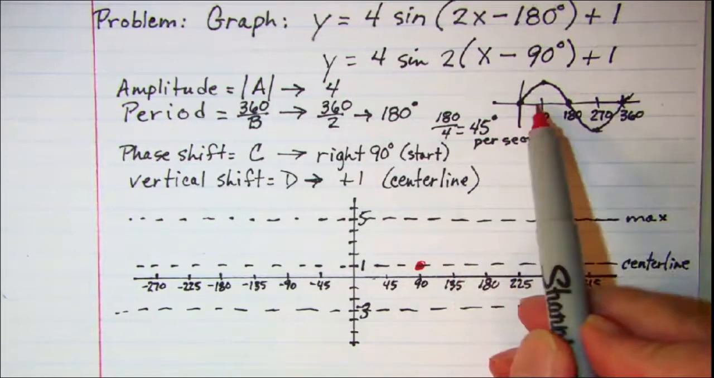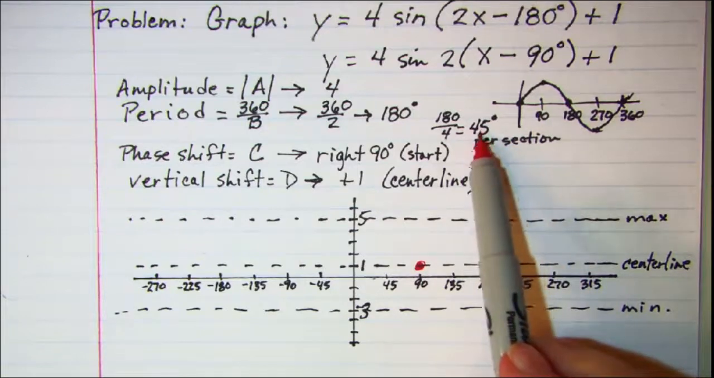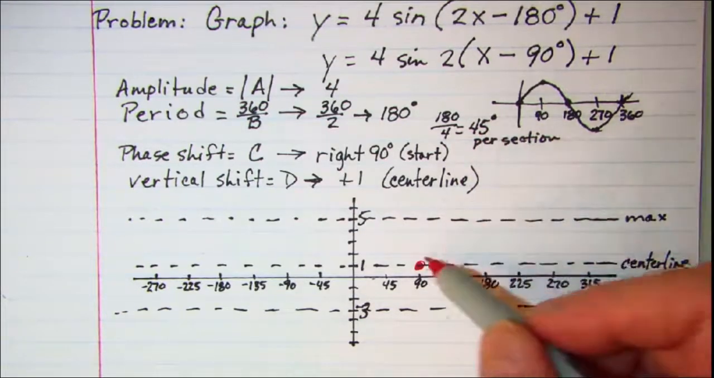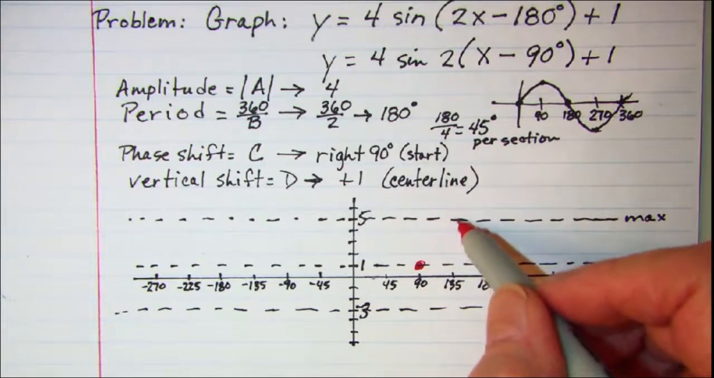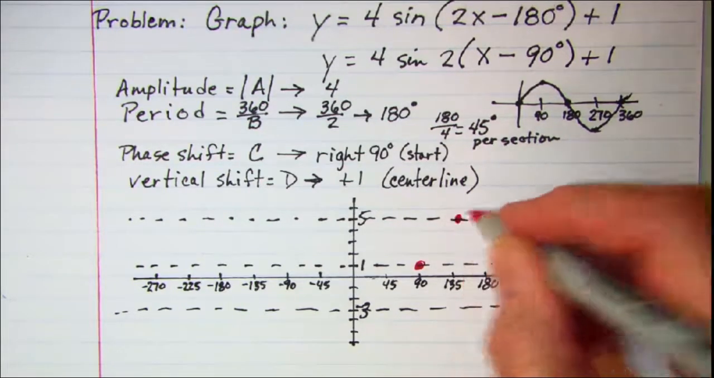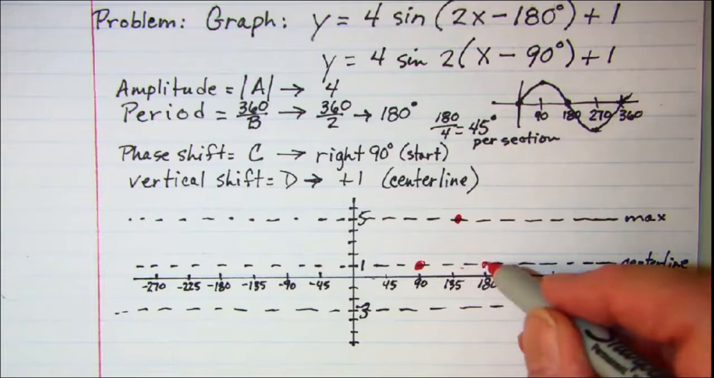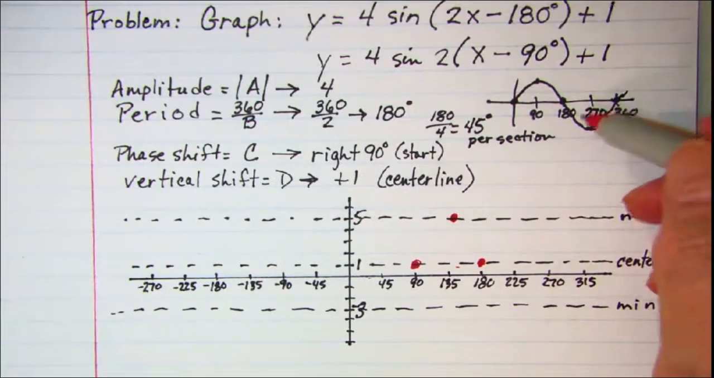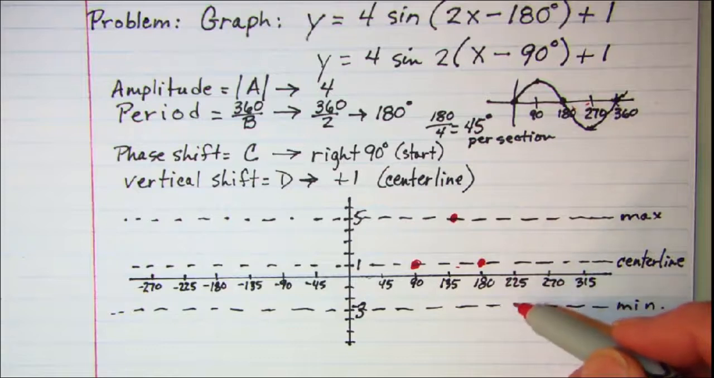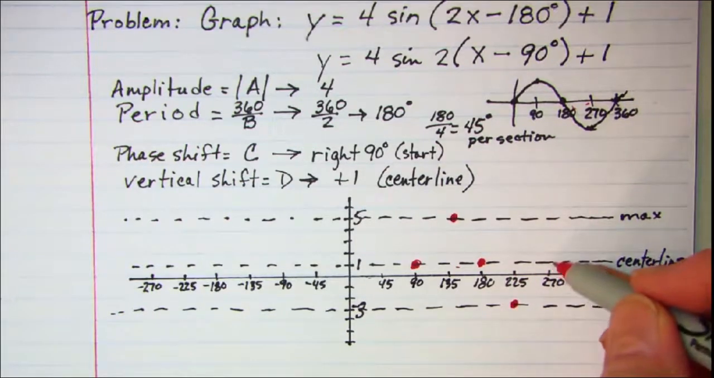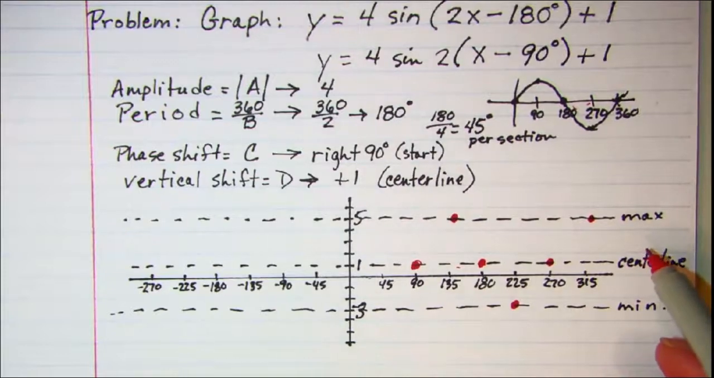Now every section, so this first section I go from the center line to the maximum. And every section is 45 degrees in width. So on the next 45 degrees here at 135, I need to hit my maximum, which is up here at this guideline. And then the next section, I go from the max to the center line. So this section then will be right here. And then for my next section, I go from the center line down to the min. So I need to hit my minimum at 225. And then hit the center line at the next one, and so forth. So these guidelines you can see are really helpful.